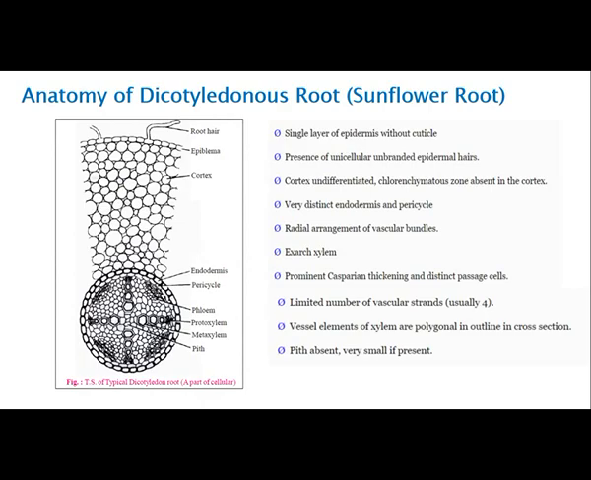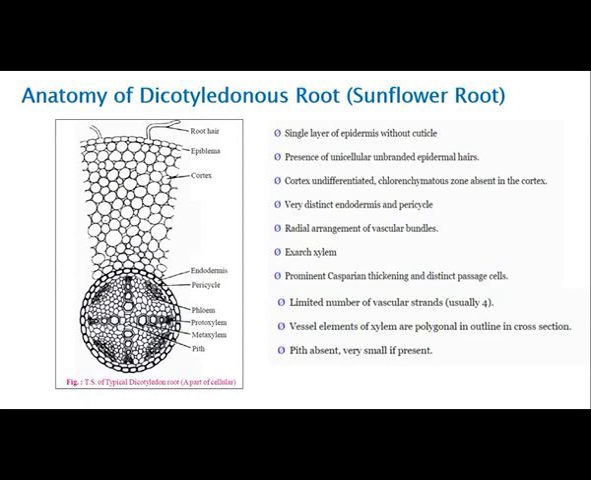A typical dicot root, as you all know, has a whole tissue system that can be divided into three parts: the epidermal tissue system, the ground tissue system and the vascular tissue system. The first or outer layer in a dicot root is the epiblema. It is not the epidermis, it is epiblema. It is a single layer, parenchyma, barrel shaped, and it contains unicellular root hair. Remember, the root hairs are unicellular.